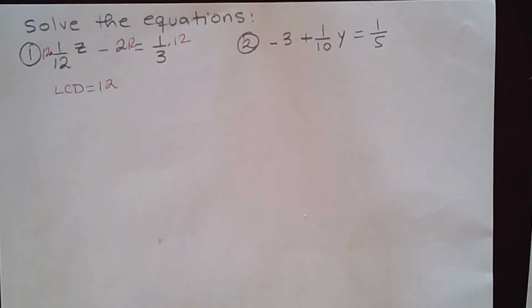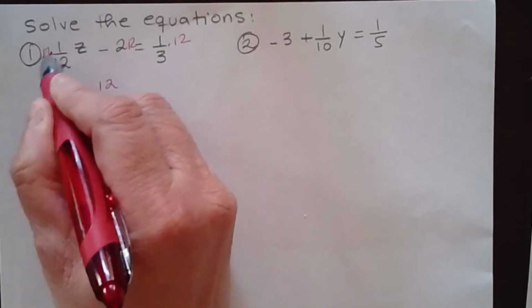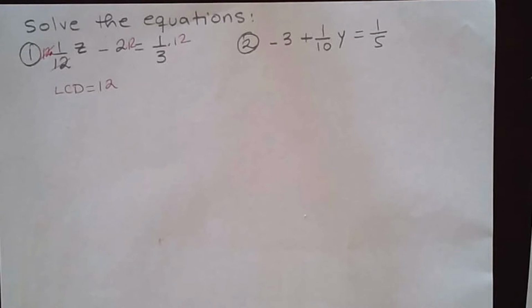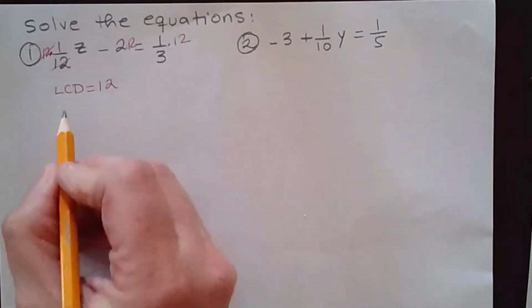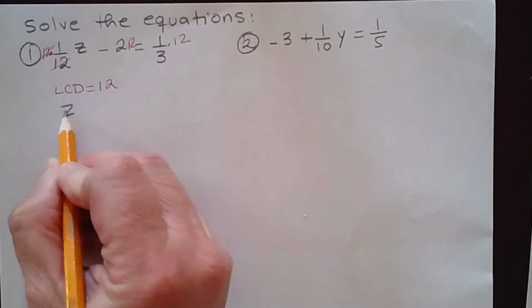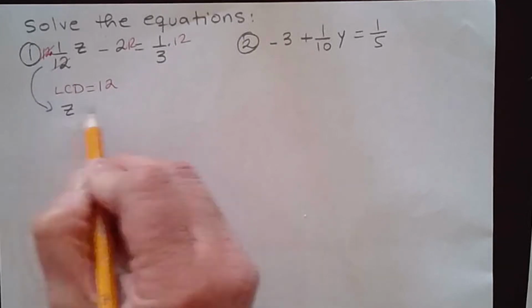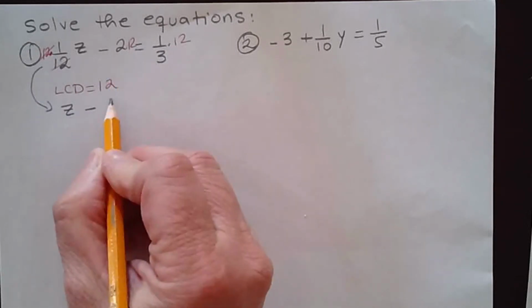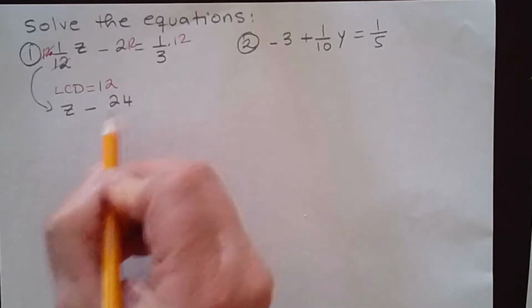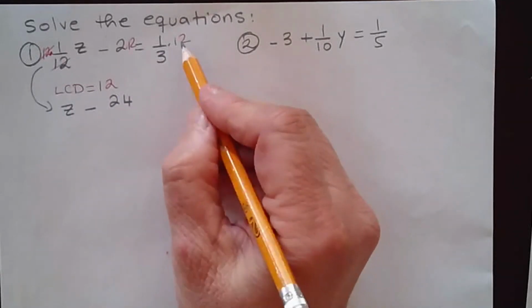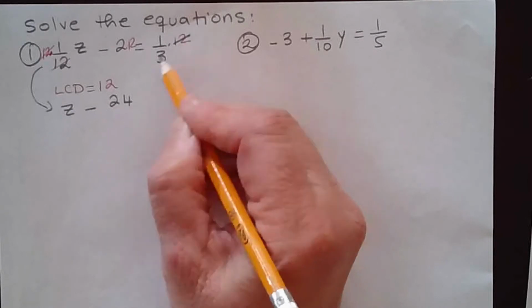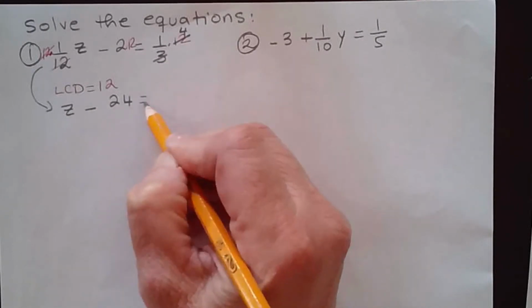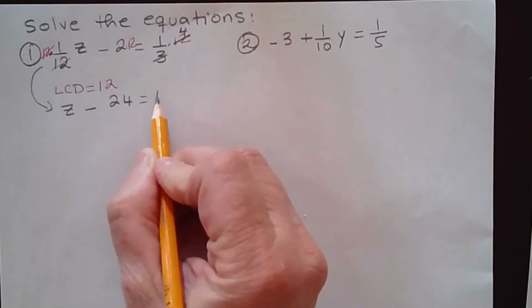Why do I do that? So that the 12 and the 12 would cancel out, and I'll be left here with 1 times z, which is z, minus 2 times 12, that's 24. And now I simplify 12 and 3. 12 divided by 3 is 4. So what do I get here? I get 1 times 4, which is 4.